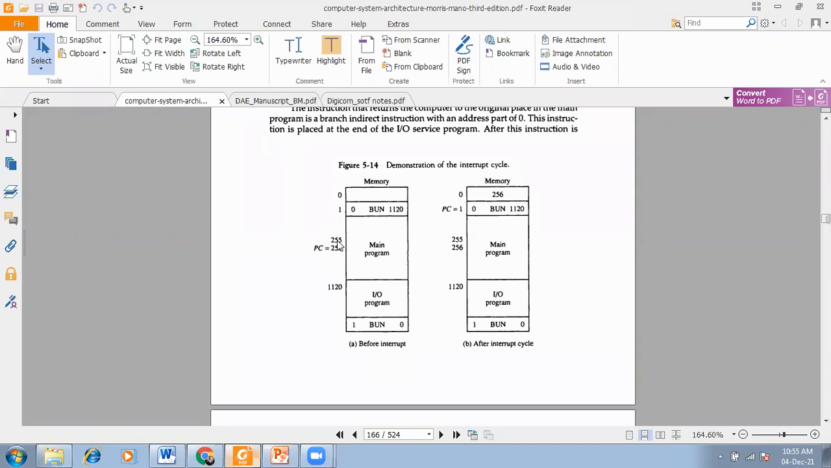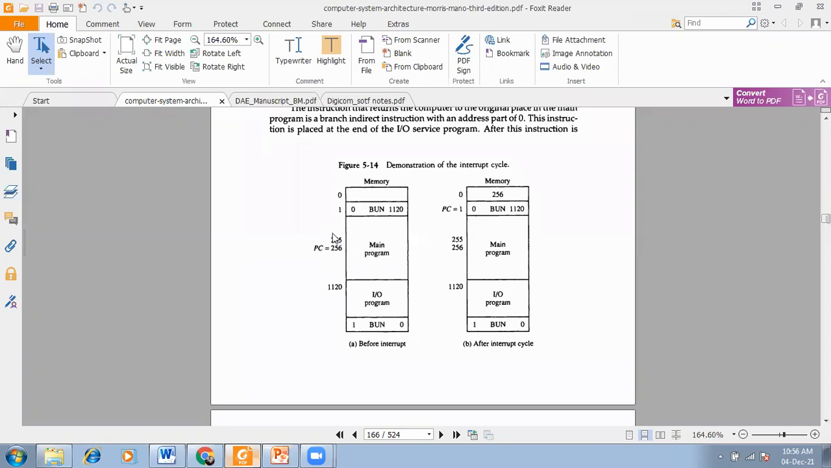So what should be the content of the program counter right now? If you are executing the instruction which is written in location 255, then what should be the address in the program counter now? The content of the program counter? Anyone? You are at memory location 255. So what would be the content of the program counter right now?